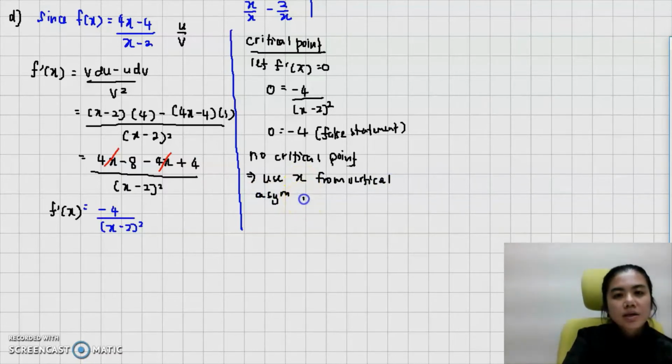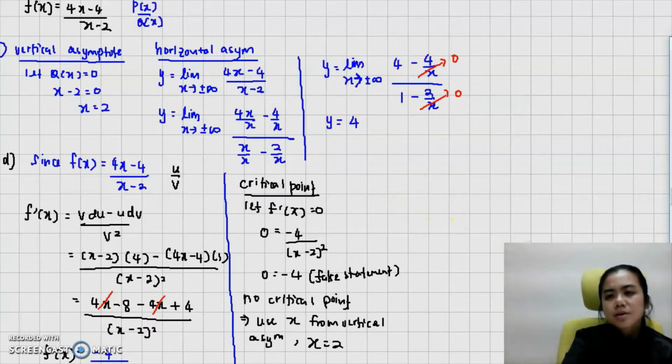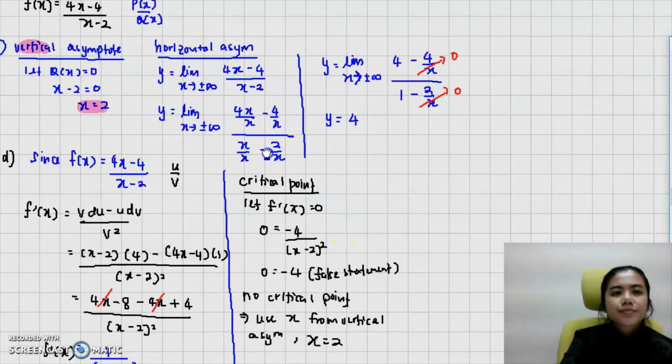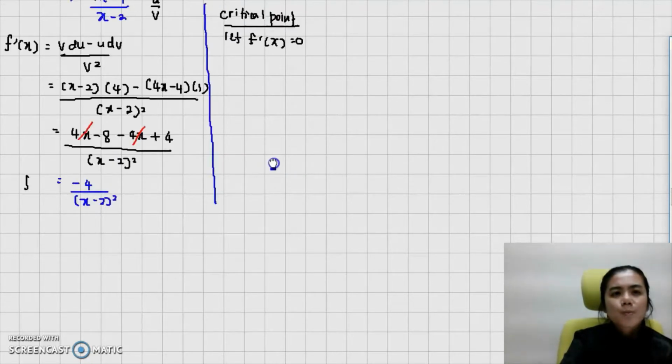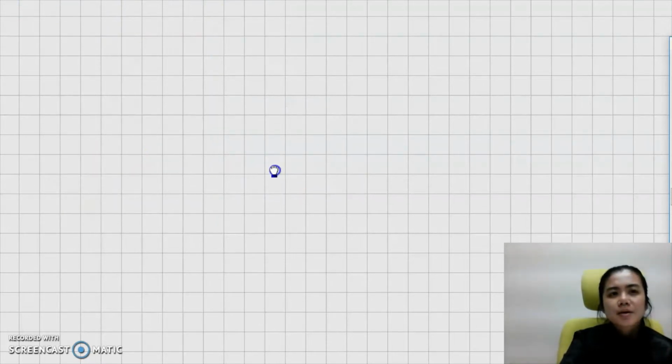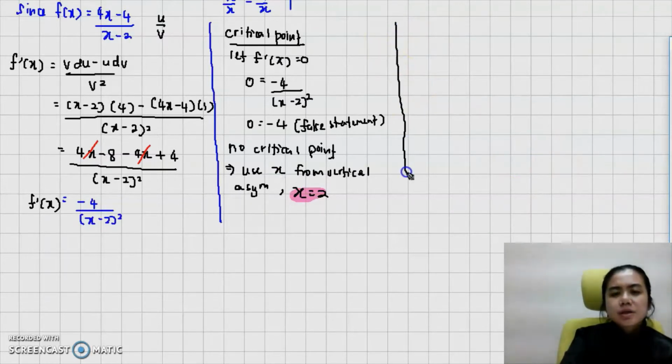The vertical asymptote is x equal to 2, the answer we got just now. So we're going to use this x equal to 2 to build the table. With the table, we have the interval table.